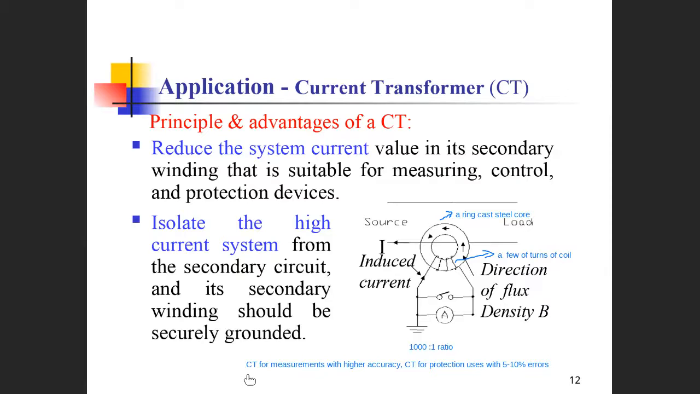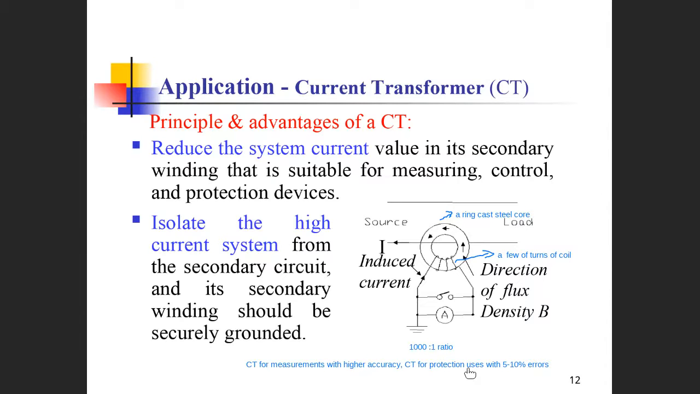In practice, a CT has two purposes. One is for measurements. Generally, for measurements we should have very high accuracy because you want to measure the current on the wires. Another purpose is that we use the CT for protection devices, which you will learn next year.